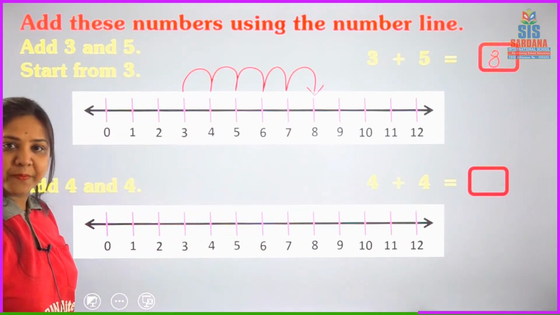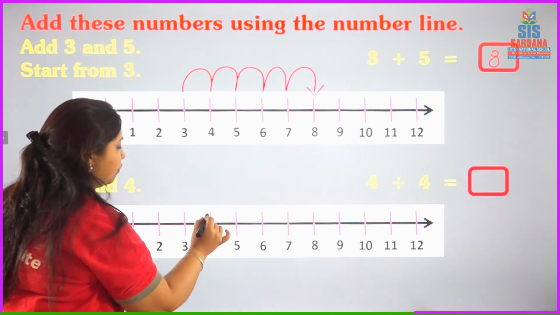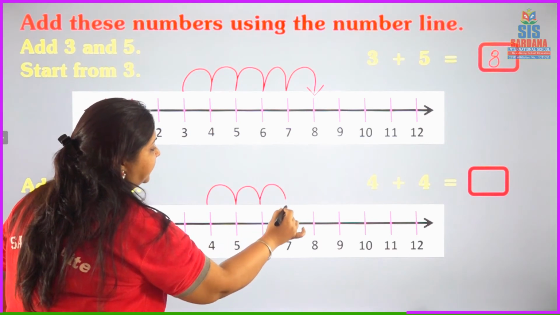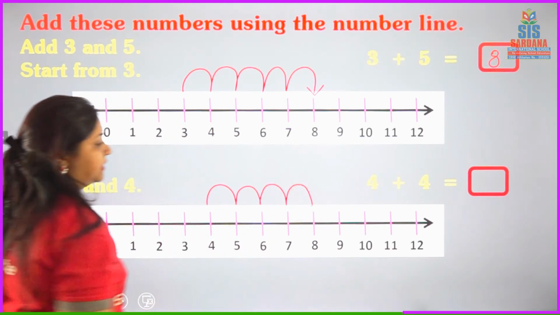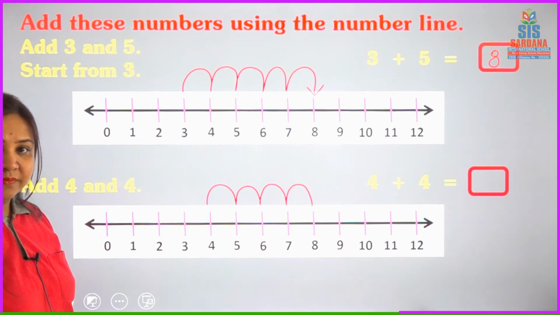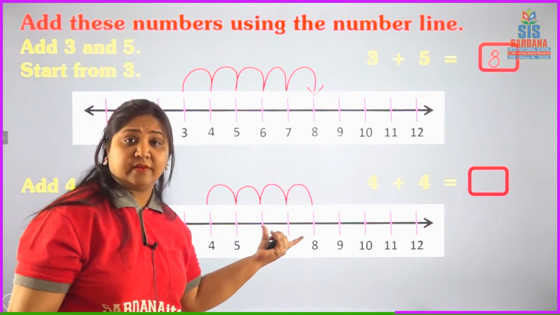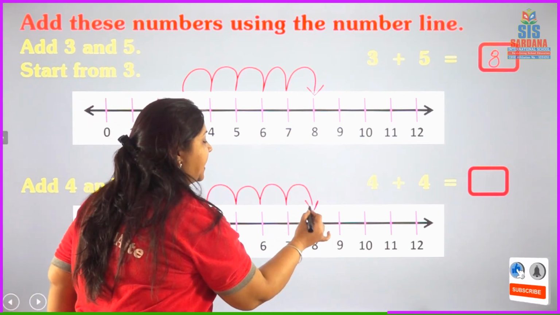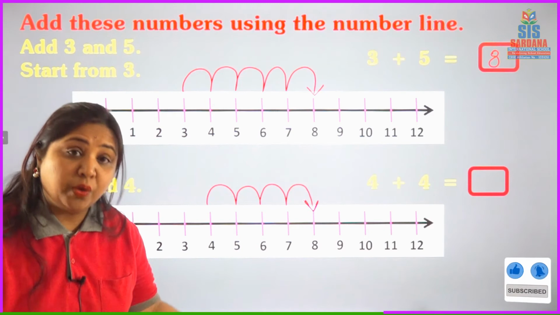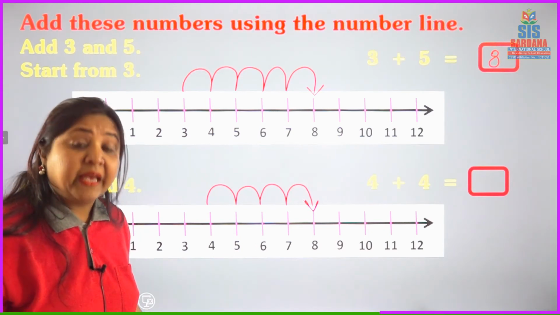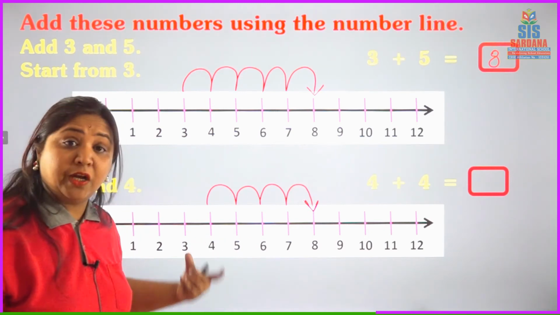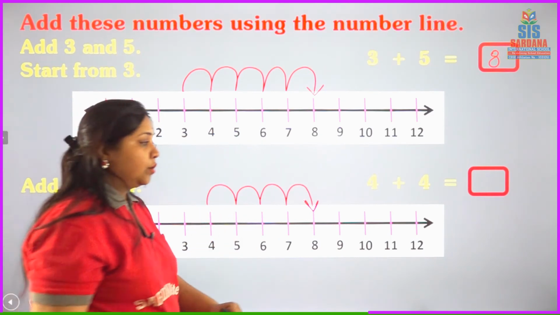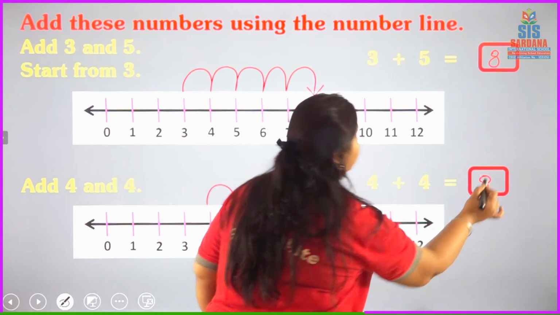Add 4 and 4 means we have to start from 4 and 4 steps only forward we have to go, because the next number is 4. What is our answer? Because arrow is not there. Yes, we have to put an arrow because this arrow indicates in which direction you are going, forward or backward, as well as what is your answer. If I will not put arrow, nobody will understand whether 4 is the answer or 8 is the answer. Okay, so 4 and 4 will give you 8.